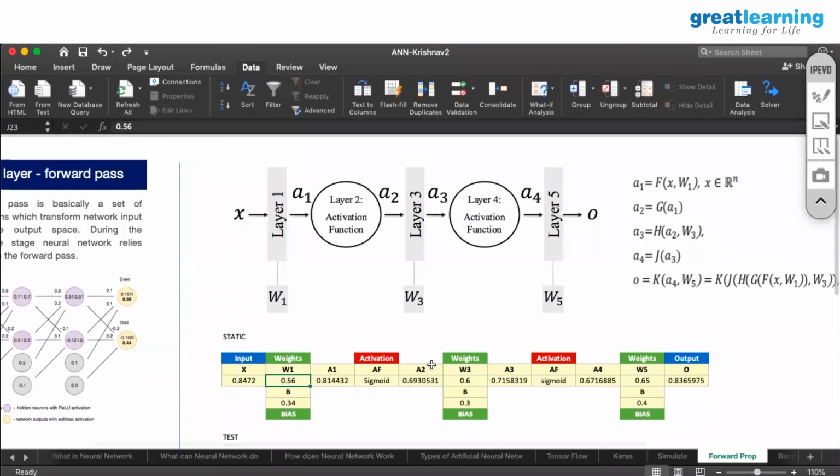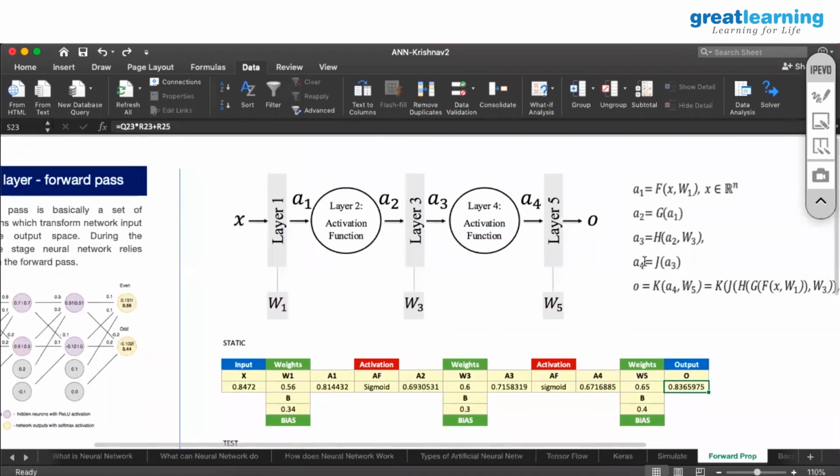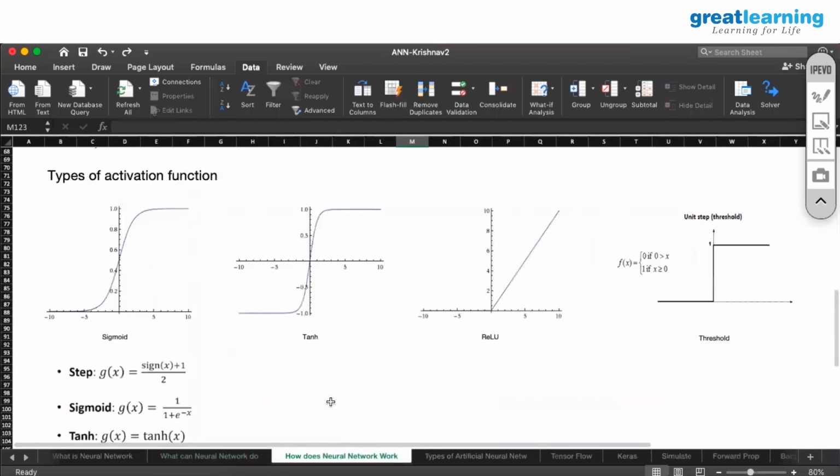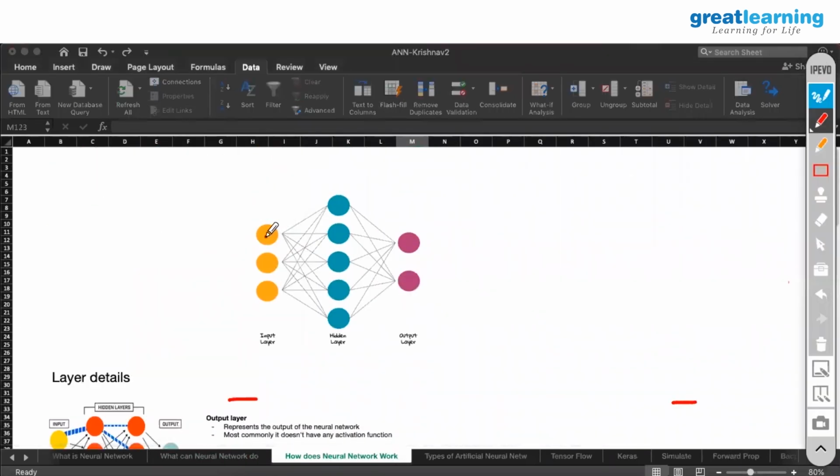Now, any questions on this? How this value became this value? Any questions? Perfectly clear. Imagine you have a bigger network like this. If I ask you, you know what goes in and what comes out. Are you clear with that? Forward prop? Yep, good.